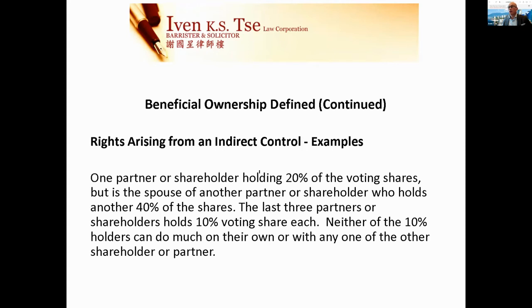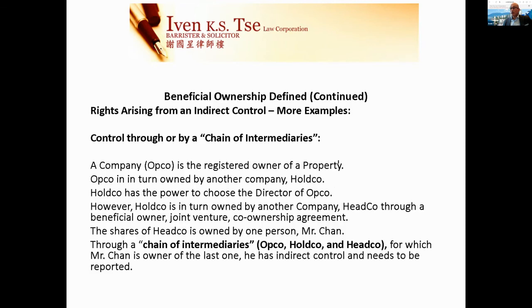So this is an example of indirect control. A partner or shareholder holding 20% of the voting shares is a spouse of another partner shareholder who holds another 40%. So anytime they want to vote, they're going to be at 60%. The last three partners each hold 10%. Neither of the 10% holders can do much on their own, but only in conjunction with more than one person. You can see how hard it is to figure out who really is in control. And that's what the government is trying to crack down on, finding out who has control.